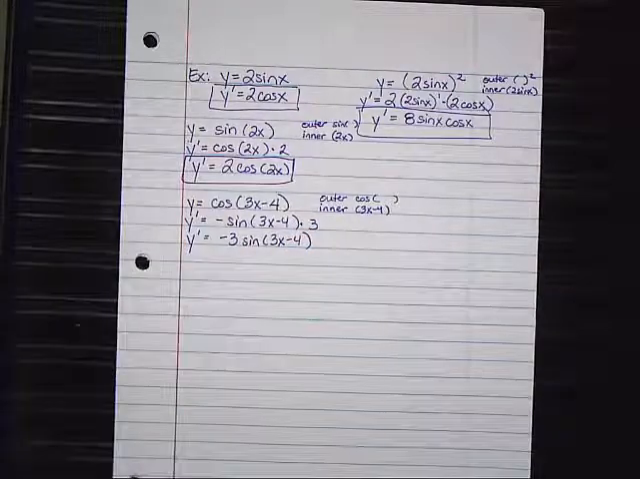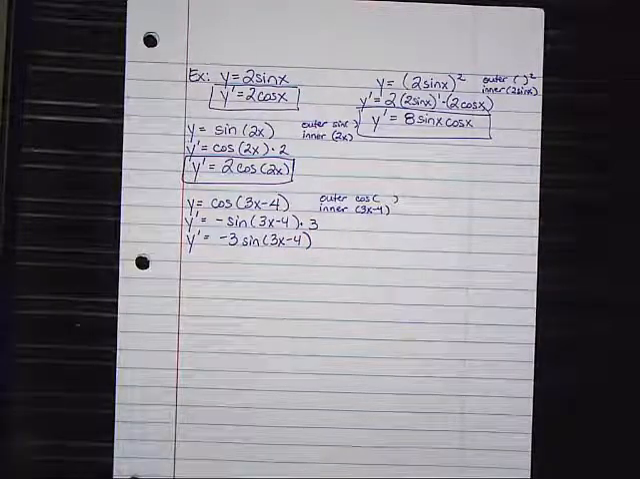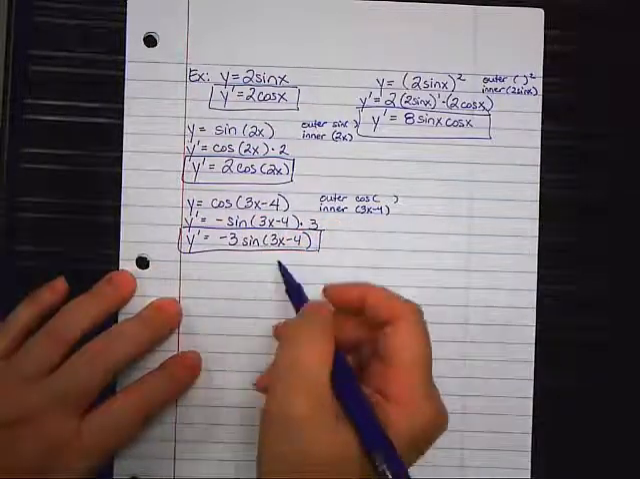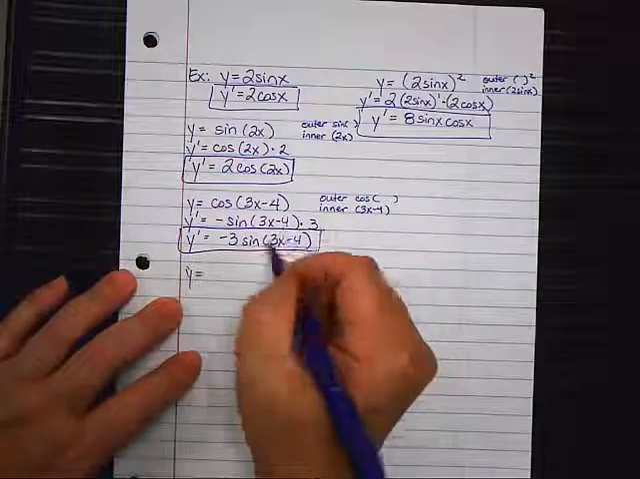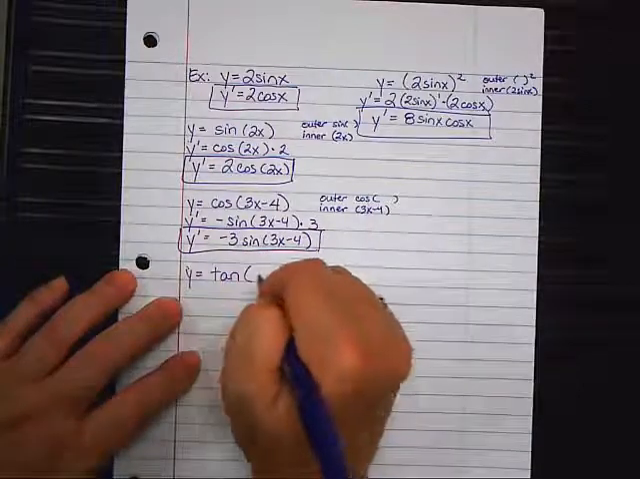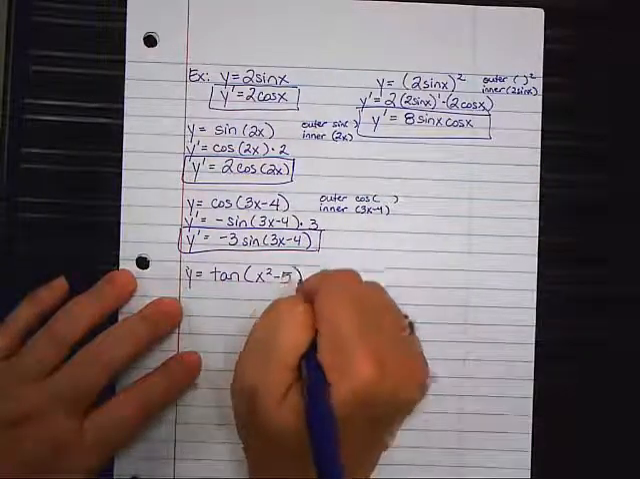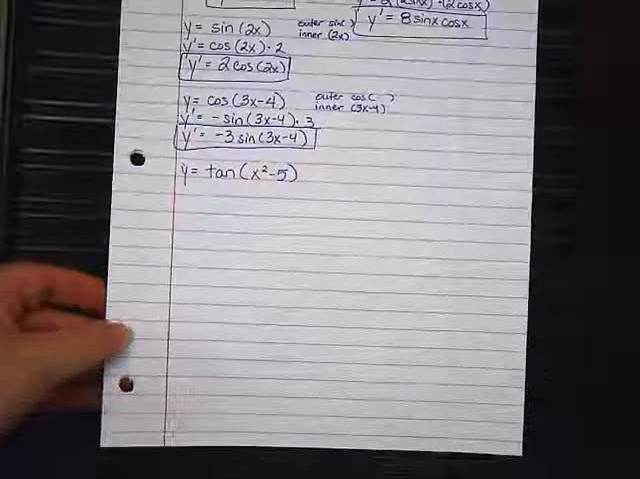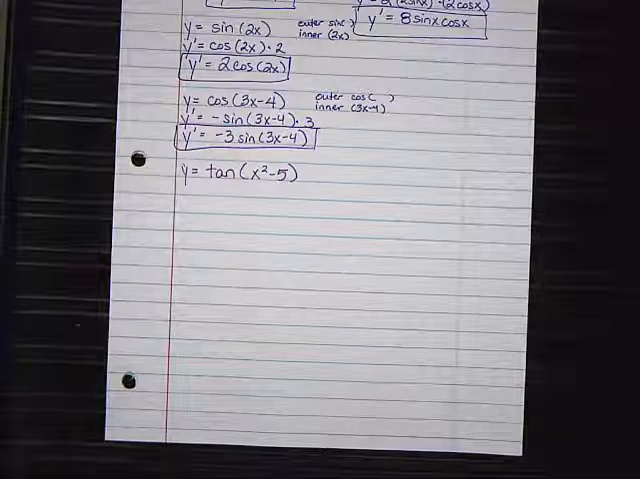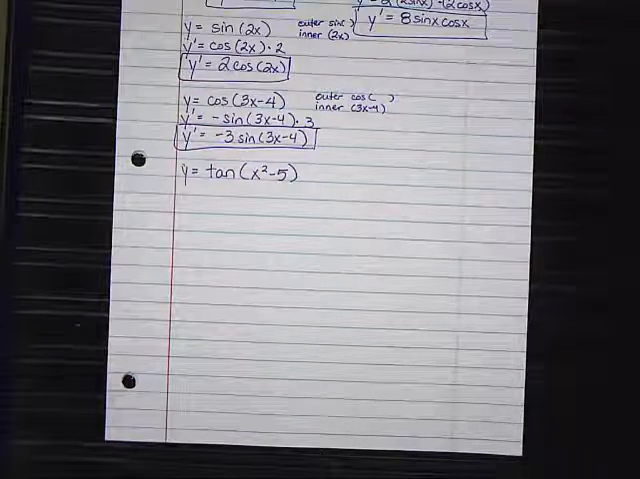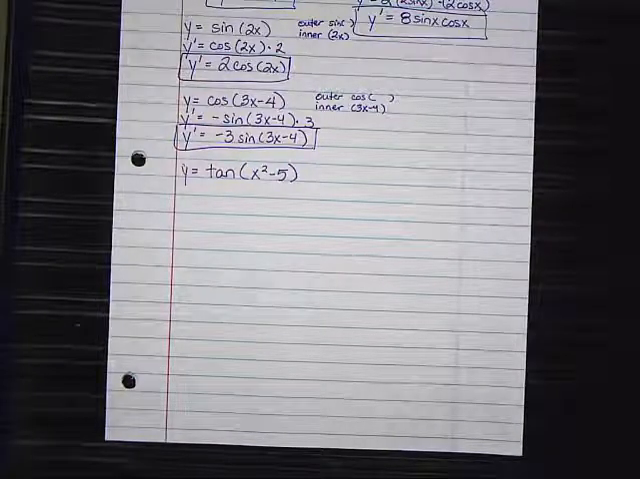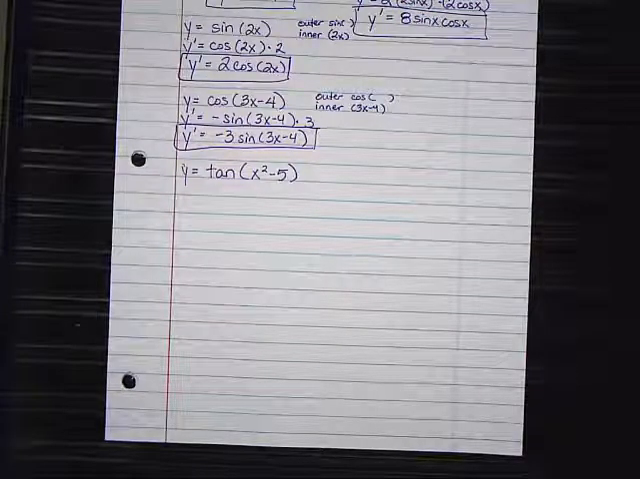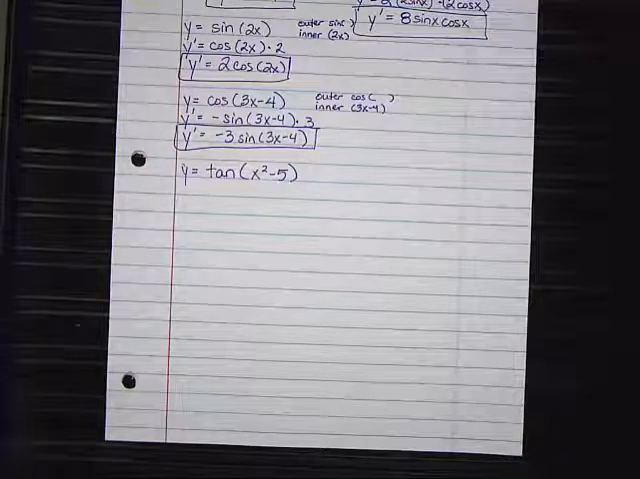So you're getting used to these new chain rule problems, and that's good. Next problem. I've got four more to go. I'm going to go quickly. Y equals tangent of x squared minus 5. Write that one down. I'm going to do it with you. Does it look like the same problem? Not at all. But is it the same process?